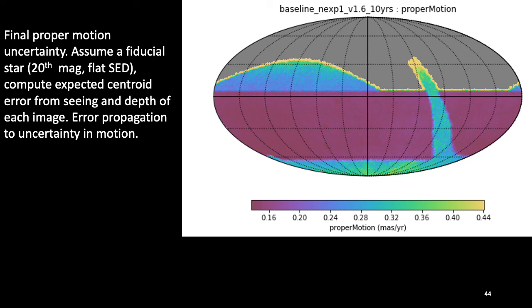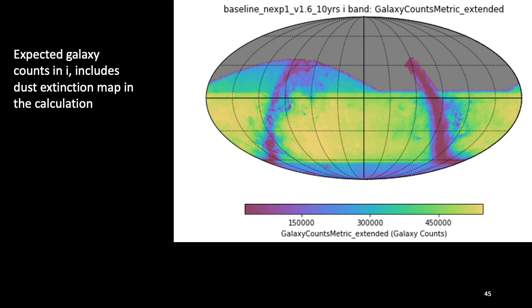Here's one of our metrics where we look at the proper motion precision after 10 years. And so you can see the wide, fast, deep has very precise proper motions, and other areas that weren't observed as deeply, the proper motion is not as well defined. We have a metric to look at how many galaxies we expect to observe through various parts of the sky. And here this metric uses a dust map so that dusty areas, we obviously don't detect as many galaxies.